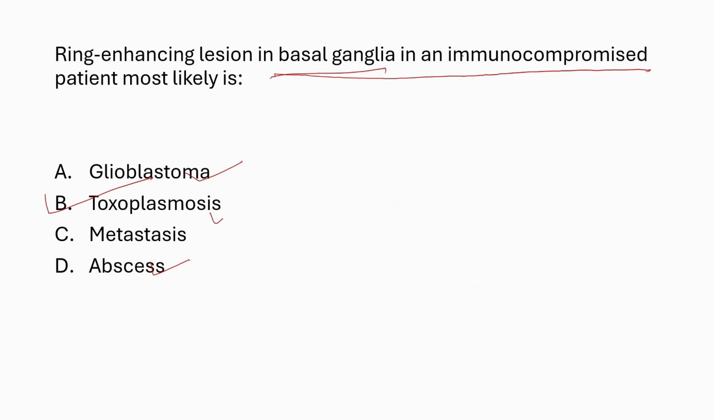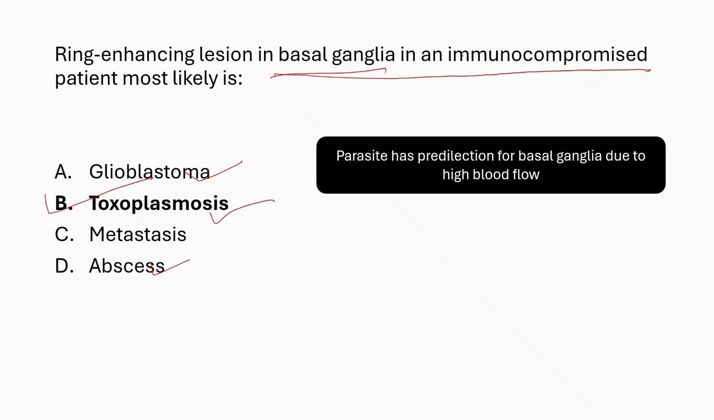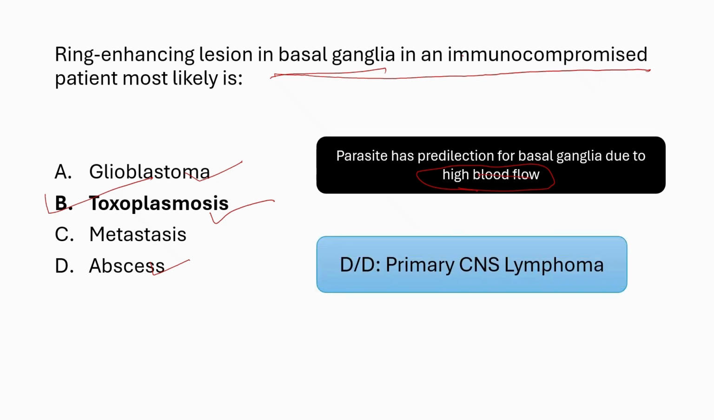But toxoplasmosis has a predilection for the basal ganglia due to the high blood flow in the basal ganglia and thalamic region. So they have affinity to the basal ganglia. And its differential diagnosis is primary CNS lymphoma. If primary CNS lymphoma is given in the options instead of toxoplasmosis, then go for primary CNS lymphoma in EBV associated immunocompromised patients.